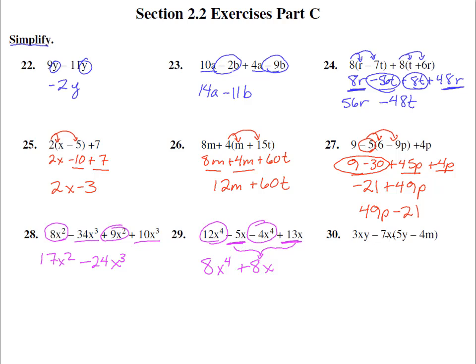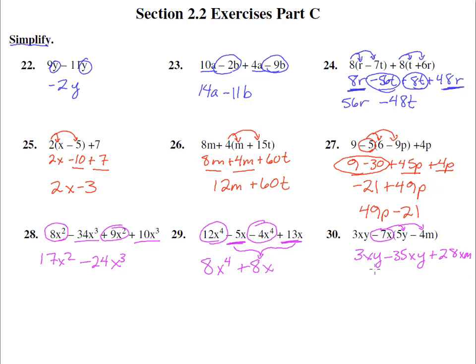And number 30. 3xy minus 7x times parentheses 5y minus 4m. We've got to take this and jump it in here because the 5y and the 4m can't combine in the parentheses, so we would be stuck in simplifying. So 3xy minus 35xy, and then a negative 7 times a negative 4 is a positive 28xm. Oh, there we go.